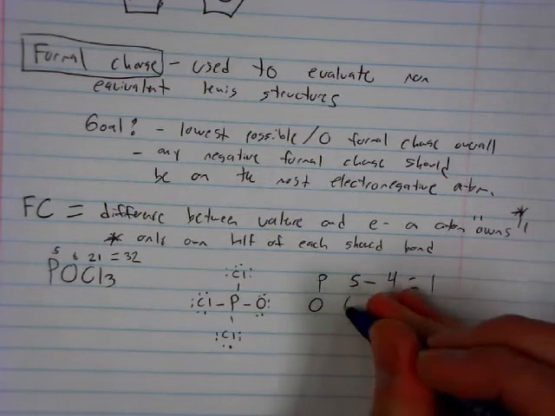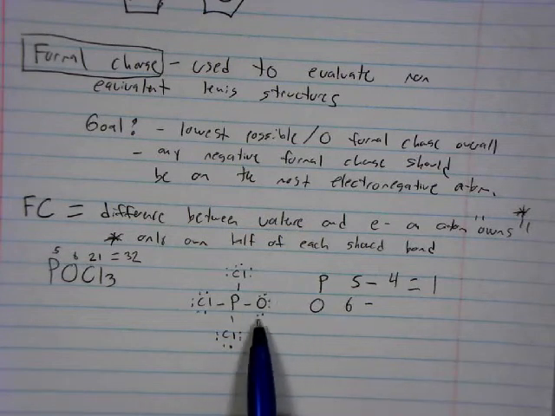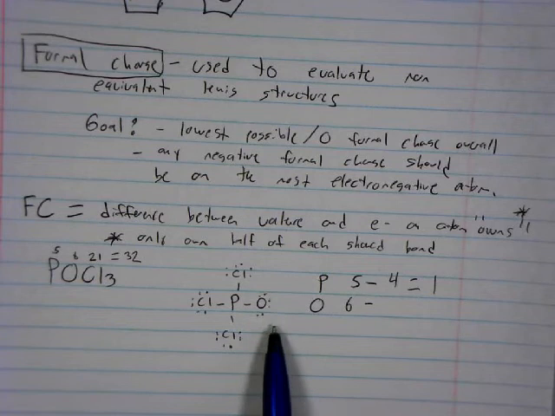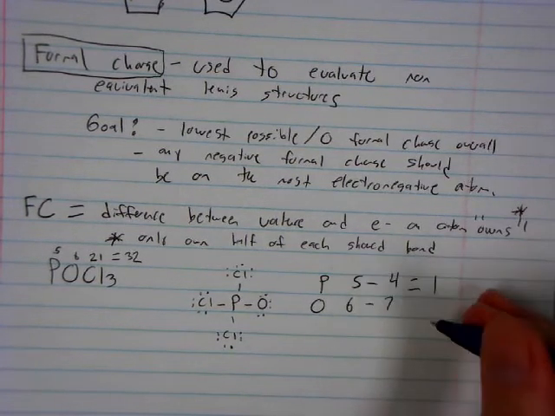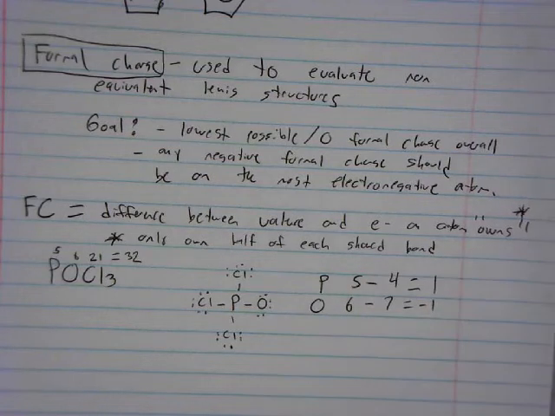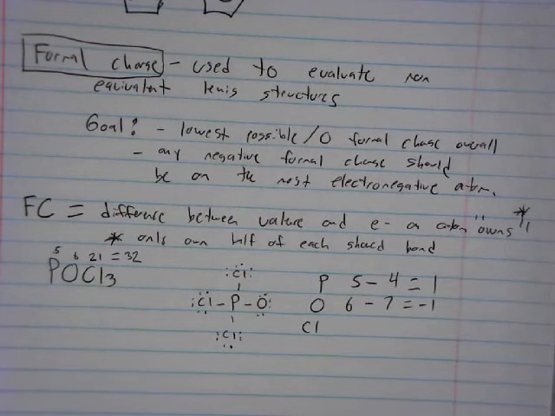How many valence electrons does oxygen have? 6. How many does it own in this molecule? 7. It owns these lone pairs. It owns all of those individual electrons. 2, 4, 6 plus 1 is 7. 6 minus 7 is -1. Try chlorine on your own. Formal charge of chlorine on your own. You guys got this. This is way better to teach it this way. I already have decided in my head: valence electrons minus how many it owns.